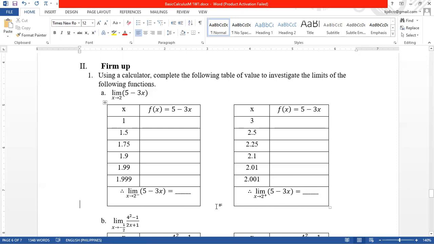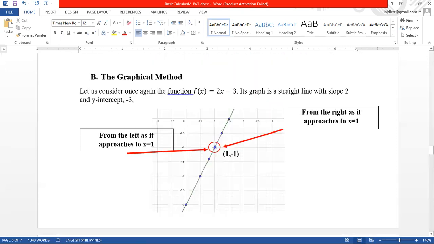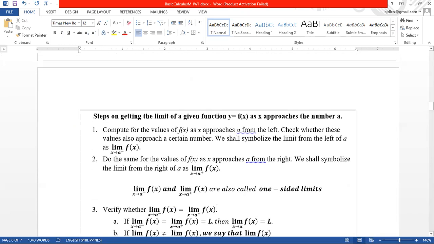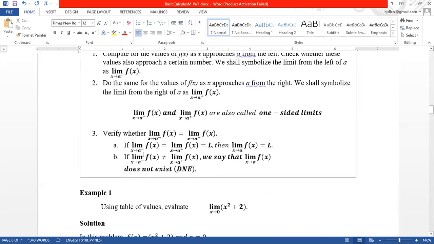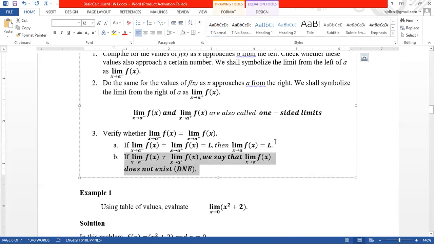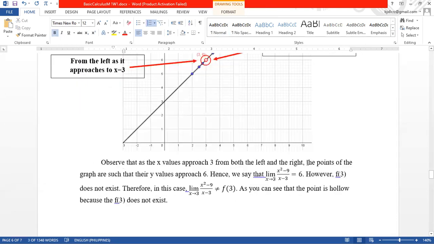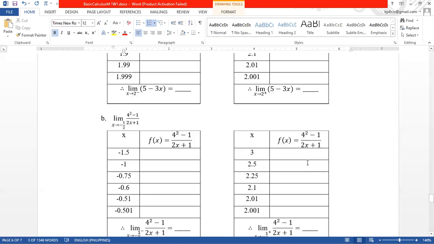So same process sa taas. If not equal, ibutang ninyo does not exist. If equal, ibutang ninyo ang iyang answer, which is ang iyang L. So that's for firm up.